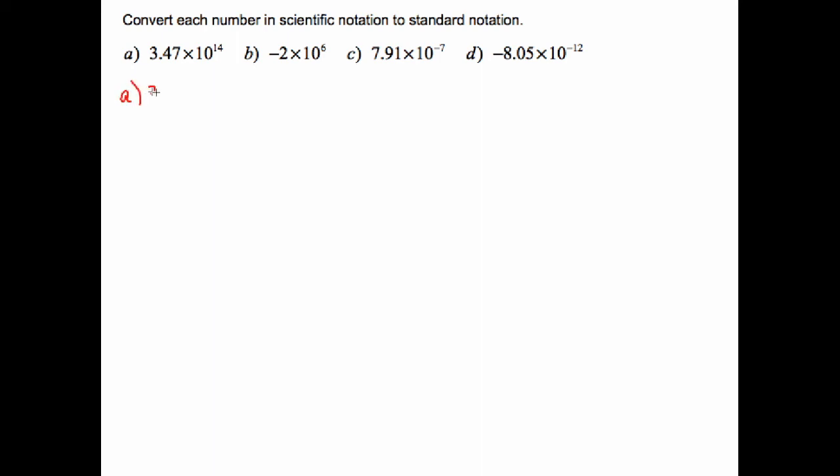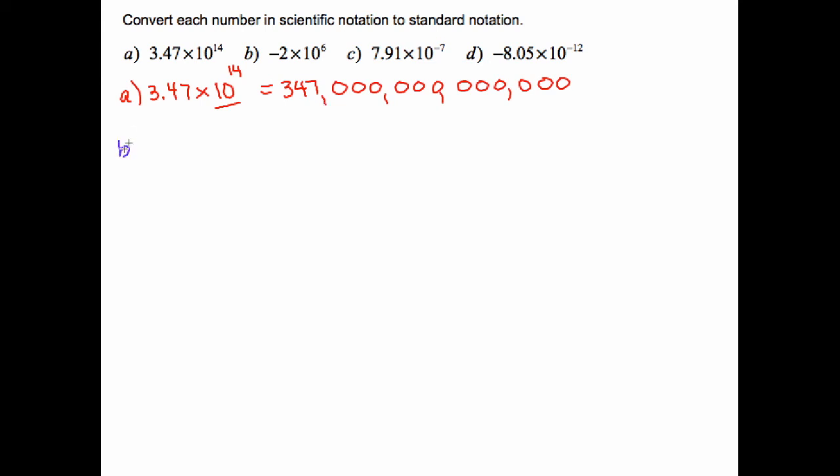We'll start with 3.47 times 10 to the 14th. Now, because 10 to the 14th is larger than 1, we're going to have a number that is going to be huge. This tells me we're sliding our decimal point to the right. We're going to slide it 14 places. So I'll write 347. That's 2 of the 14 places, leaving 12 more places. 1, 2, 3, 4, 5, 6, 7, 8, 9, 10, 11, 12. And here's my representation in standard notation.